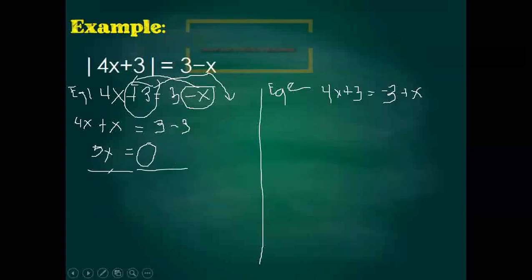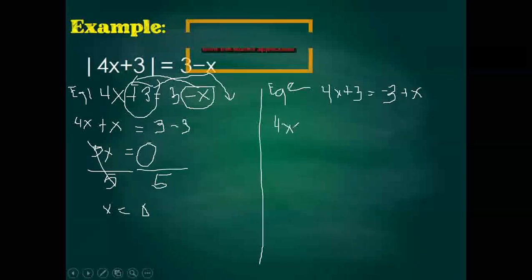Divide both sides by 5. So x equals 0. Right? 0 divided by 5 is 0. If you want to check it, 0 times 4 is 0. So matitira is positive 3 equals 3 minus 0. So 3 lang din. So 3 equals 3. So check pa rin.